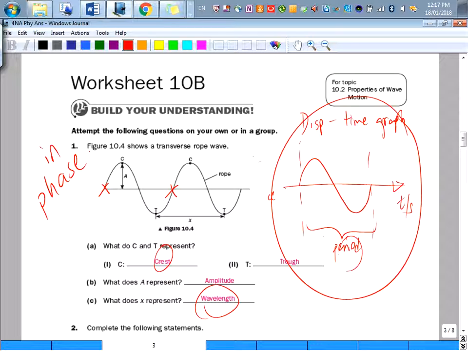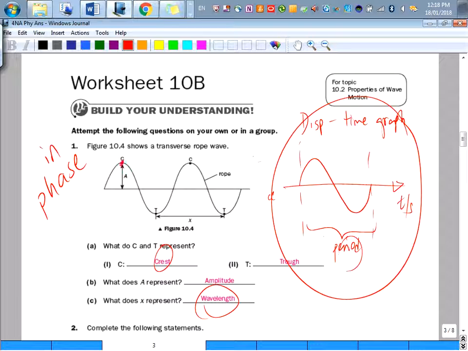That means they are behaving in the same way. Both of these two points, if one is moving up, the other is also moving up. If one is moving down, the other is also moving down, because they are the ends of the same wave. Just like your crest.